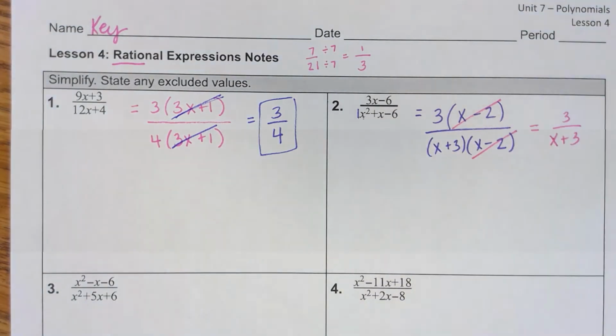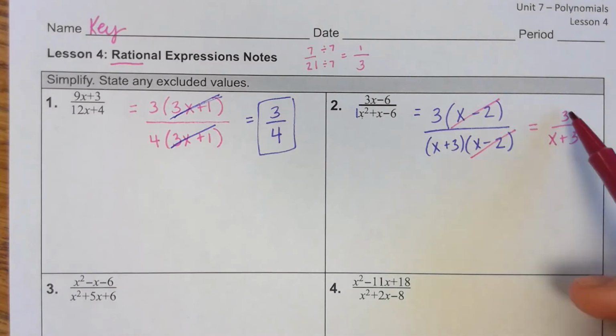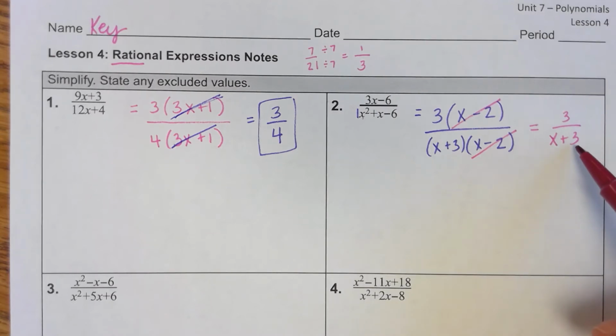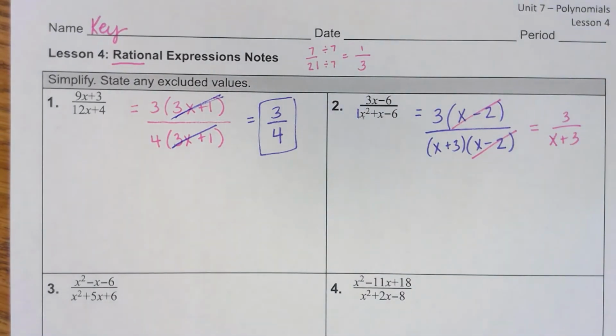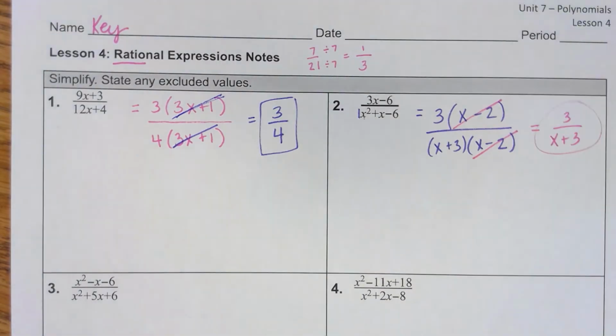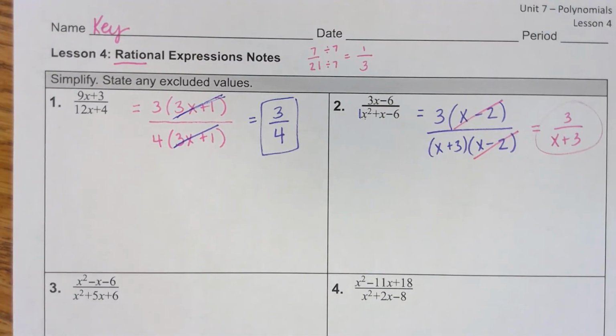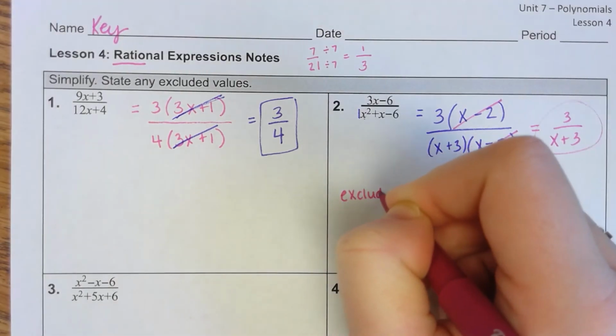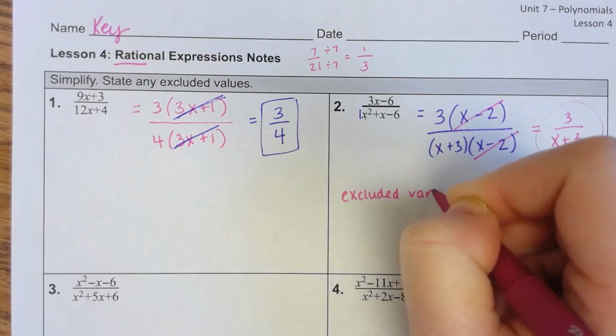Now again, I can't say that 3 is a common factor here, because this isn't a 3. It's a plus 3 in the expression x plus 3. If I were to take away that plus 3, I'd be completely changing the value of this fraction. All right, so this is what the rational expression simplifies to, and I have to talk about my excluded values now because I have a variable in my denominator.